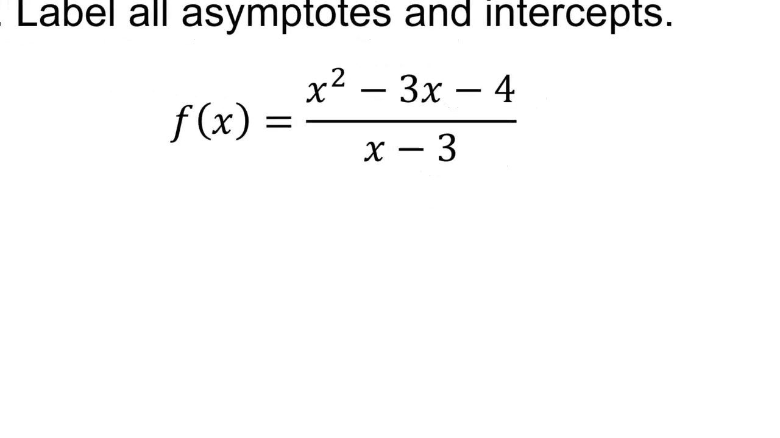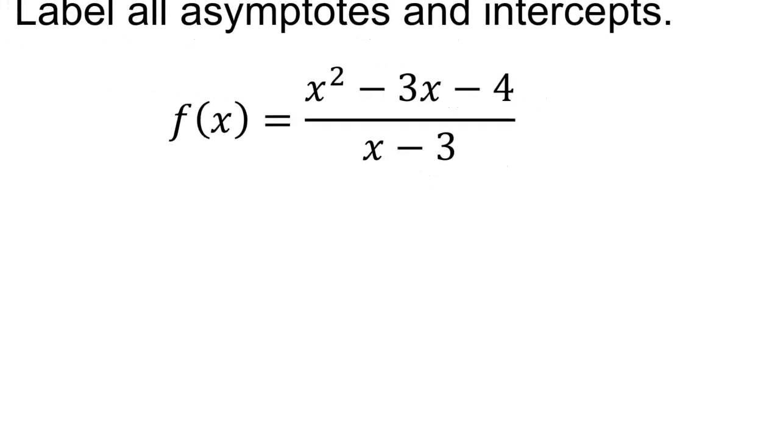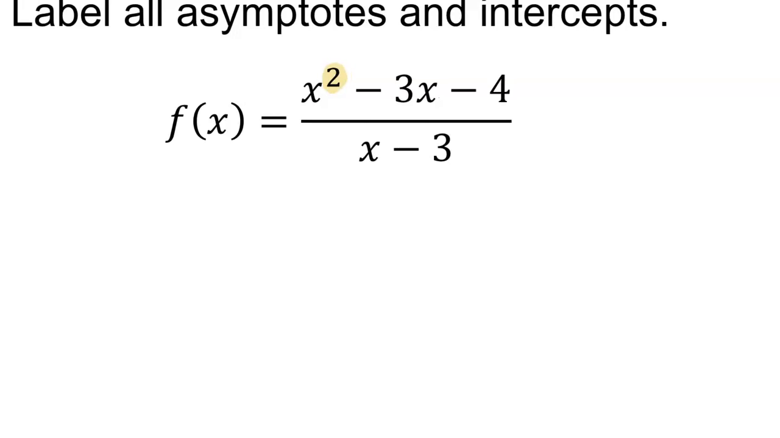Look at the difference in degrees, the exponents or the degrees of the numerator and the denominator. The biggest exponent on top of the fraction is 2. And the biggest exponent in the bottom of the fraction is 1. Now remember, this is the case where slant asymptote happens. When the degree of the numerator is greater than the degree of the denominator by exactly 1, slant asymptote will happen.